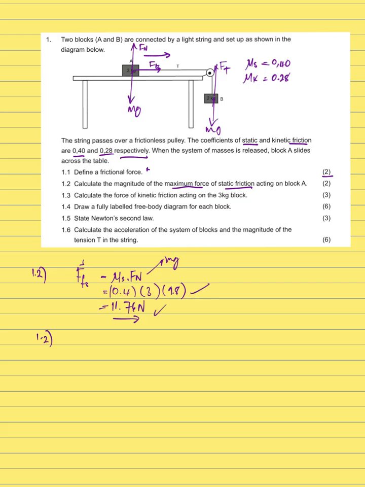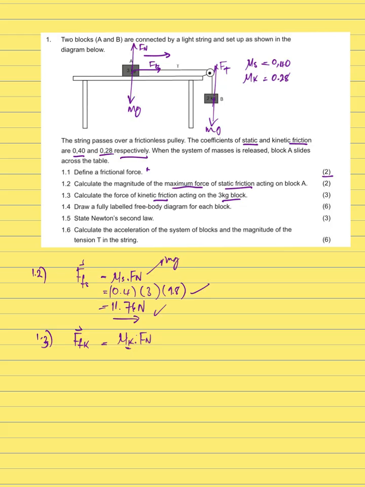1.3. Calculate the force of kinetic friction acting on the 3 kilogram block. So now they want kinetic friction. So Fk, force of friction kinetic. So that's mu k. Can you see my formulas are not the same? If they're asking for kinetic friction, you have to use the right thing. If you don't use the mu k, then I can't mark your question. So please make sure you're very careful about that one.